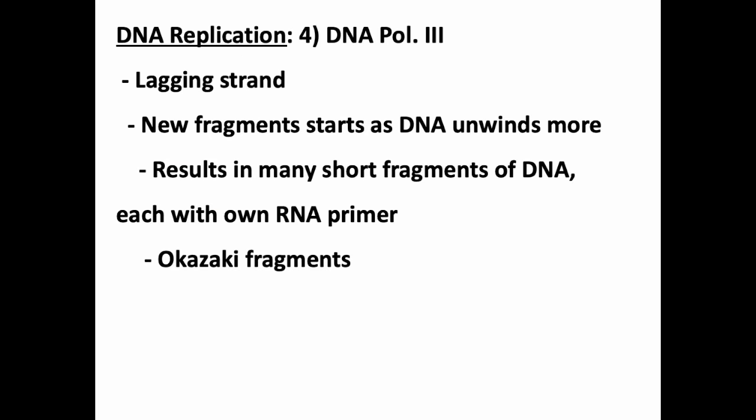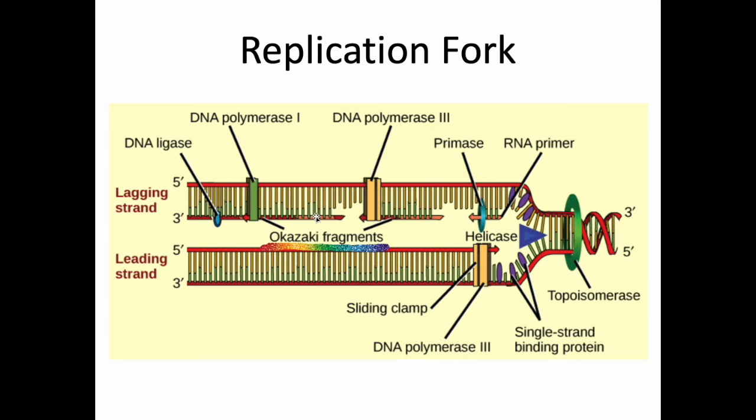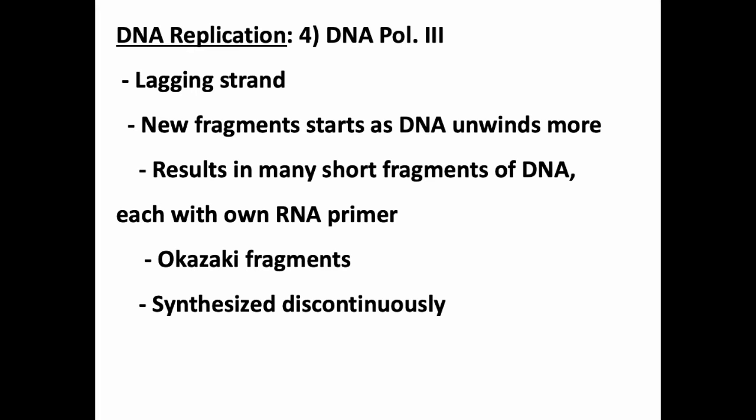So, let's summarize this. In the lagging strand, new fragments are going to start as DNA unwinds more. This results in many short fragments of DNA. Each one has its own RNA primer. That's going to be a problem. We'll deal with it soon. These fragments are called Okazaki fragments. Because this overall process is starting and stopping, we say that the lagging strand is synthesized discontinuously.